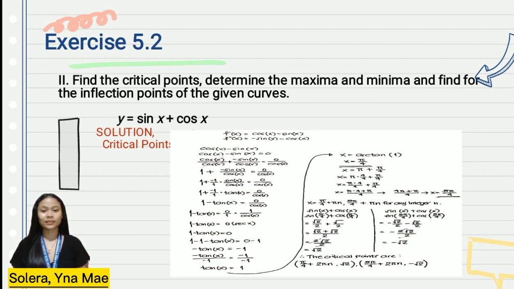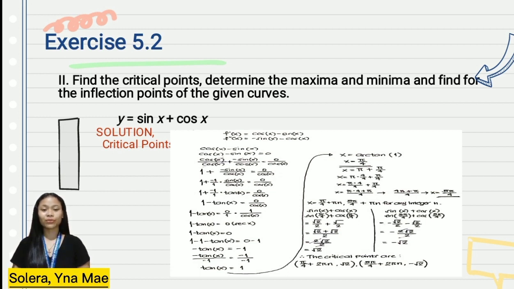The period of the tangent x function is pi, so values will repeat every pi in both directions. X equals pi over 4 plus pi n, 5 pi over 4 plus pi n for any integer n. Substitute the two values of x into the given equation.